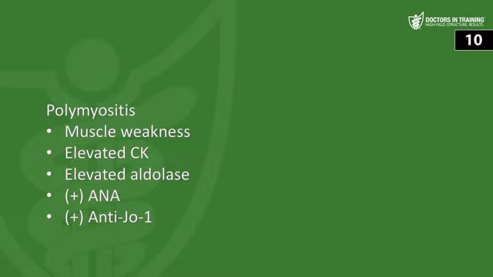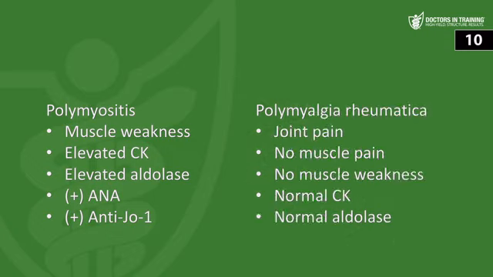What are some of the characteristics of polymyositis that distinguish it from polymyalgia rheumatica? In polymyositis, there is muscle weakness as well as elevated CK, aldolase, ANA, and anti-Jo1. In polymyalgia rheumatica, there is joint pain but no muscle pain or weakness. And since there is no muscle inflammation, CK and aldolase will be normal. And then there's a list of rapid-fire facts.